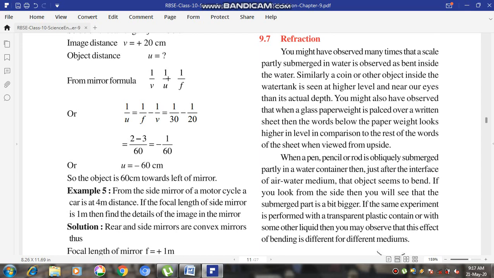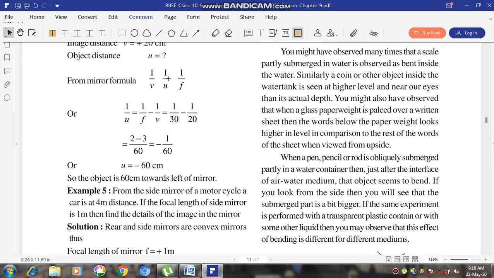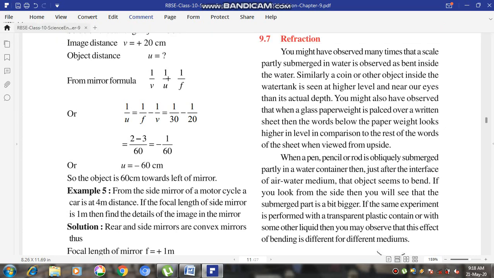In daily life, you might have observed many times that a scale partially submerged in water is observed as bent inside the water. Similarly, a coin or another object inside a water tank is seen at a higher level and nearer to our eyes than its actual depth.